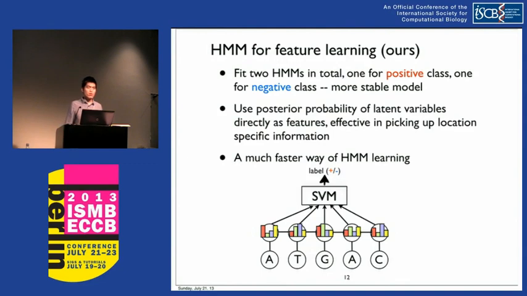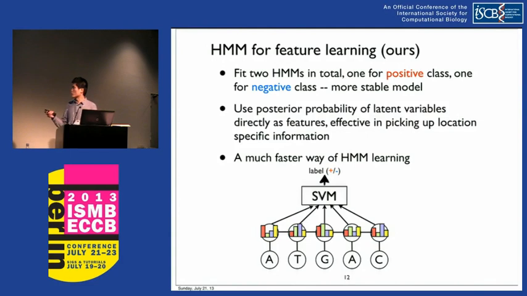In our method, we only fit two HMMs for the training set, one for all the positive sequences and one for all the negative sequences. Therefore, we are able to learn a more stable model. More importantly, we use the posterior probability of latent variables directly as features, effectively preserving the location-specific information. We also employ a much faster and more efficient way to learn the HMMs.